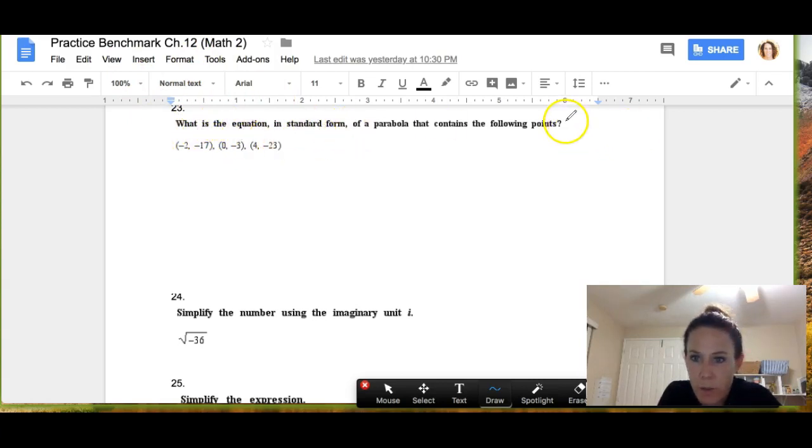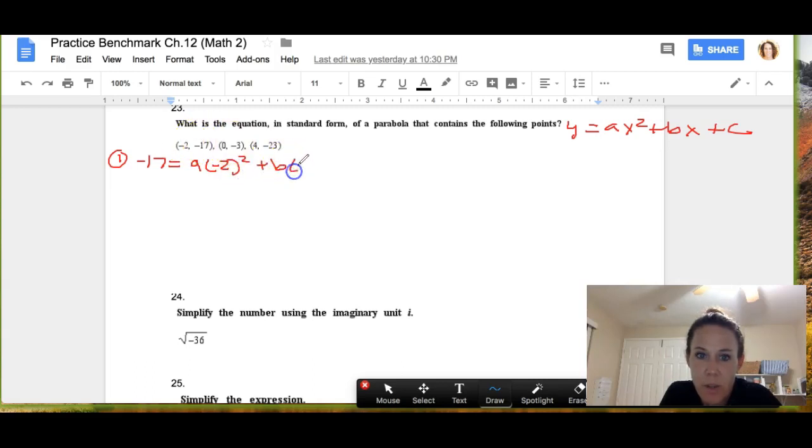So here's what I want. I know an equation for a parabola in standard form looks like this: y equals ax squared plus bx plus c. So I've got an x and a y, an x and a y, and an x and a y. So I'm going to have 3 equations. My first equation will look like this. My y value will be negative 17 equals a times my x value, negative 2 squared, plus b times my x value of negative 2, plus c. So I have to figure out what a, b, and c are.